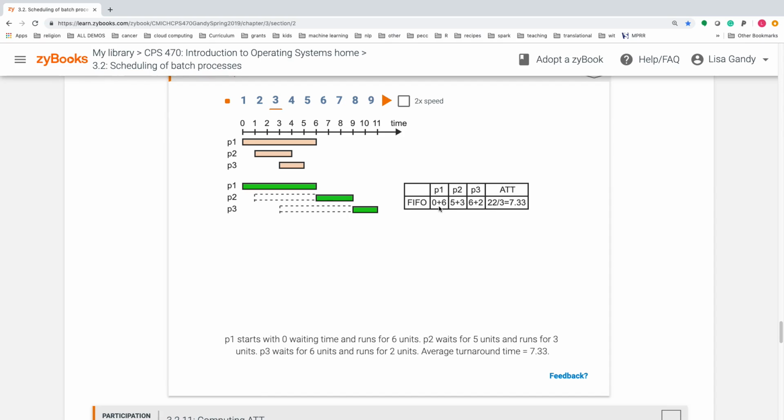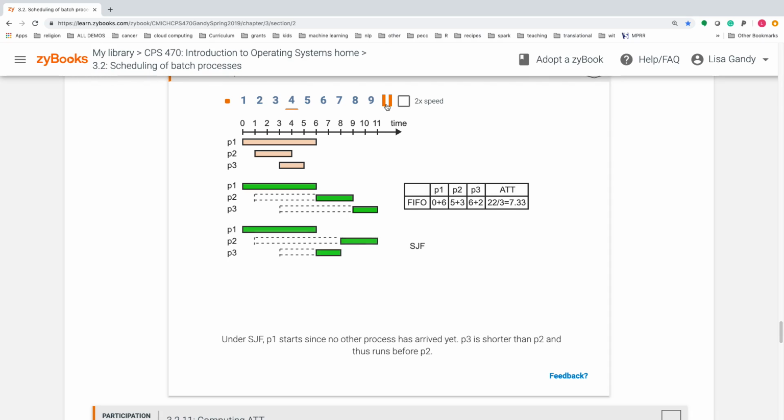And so if we add 6 plus 8 together, plus the 8, that is going to be 22, and we divide that by 3, and that's our average turnaround time. So this is the average turnaround time for these processes, arriving at these times, using first in, first out. Does that make sense? Okay.